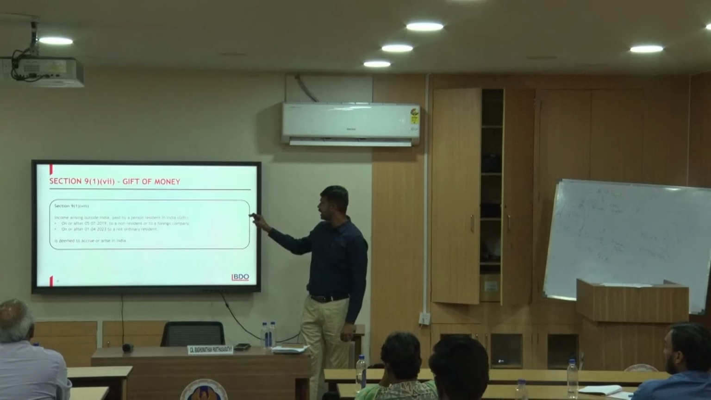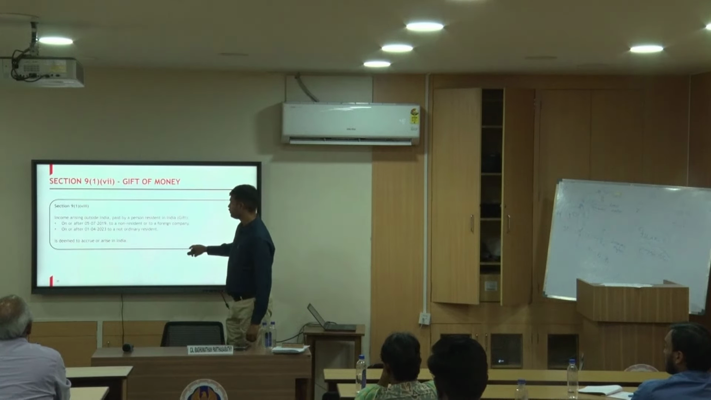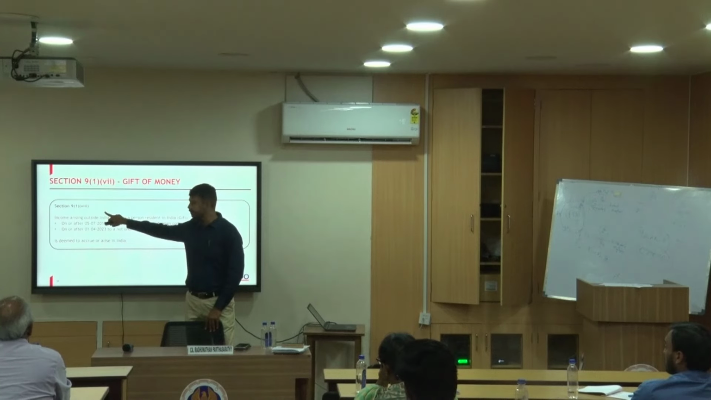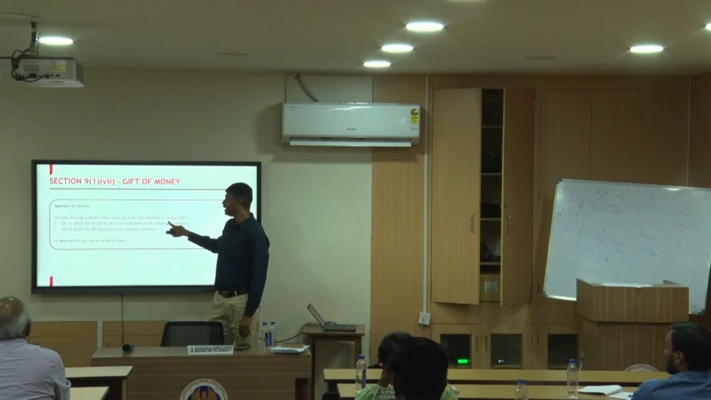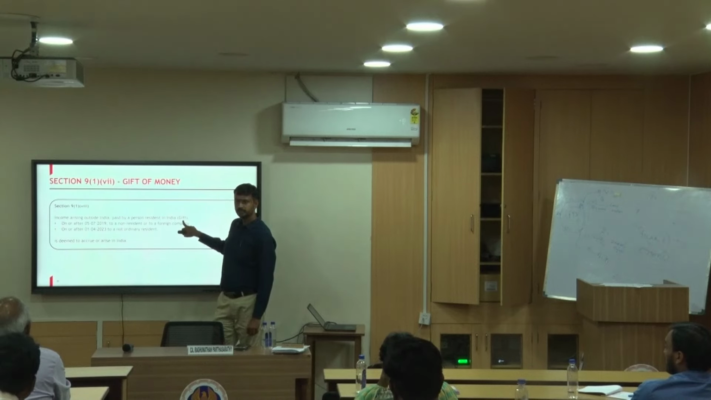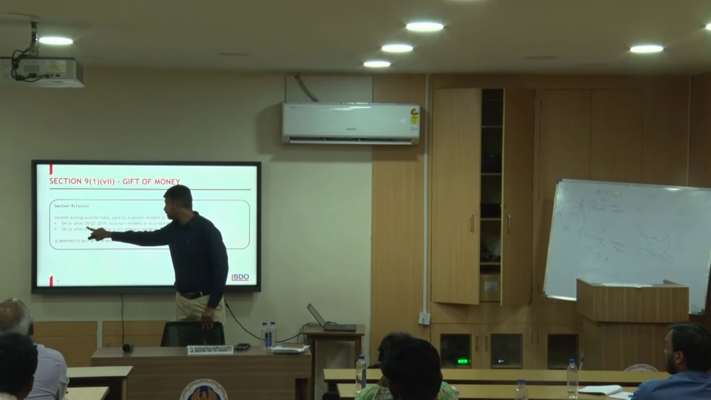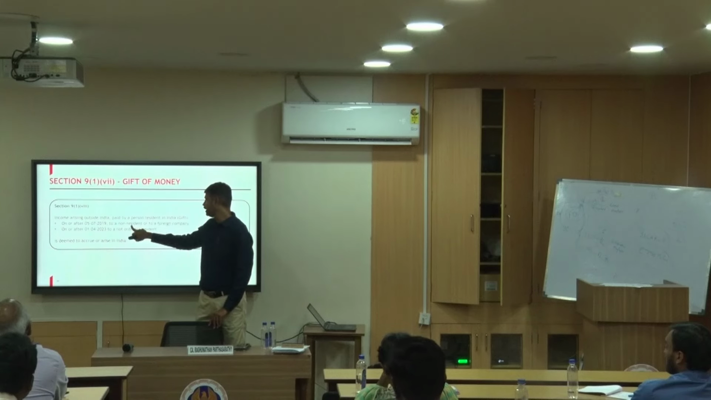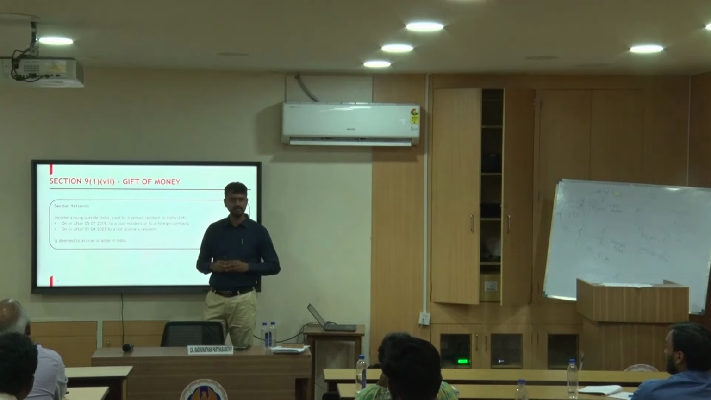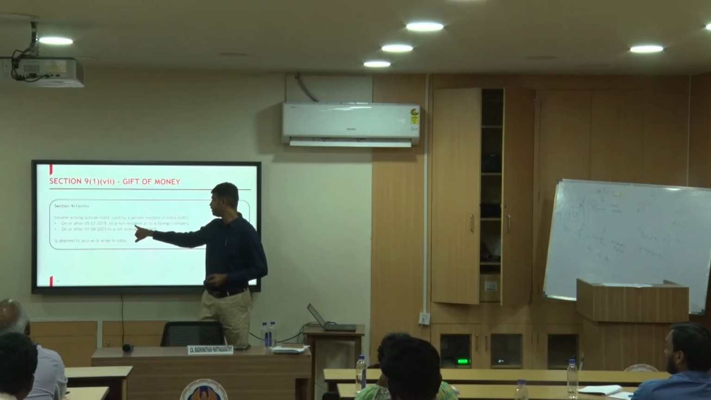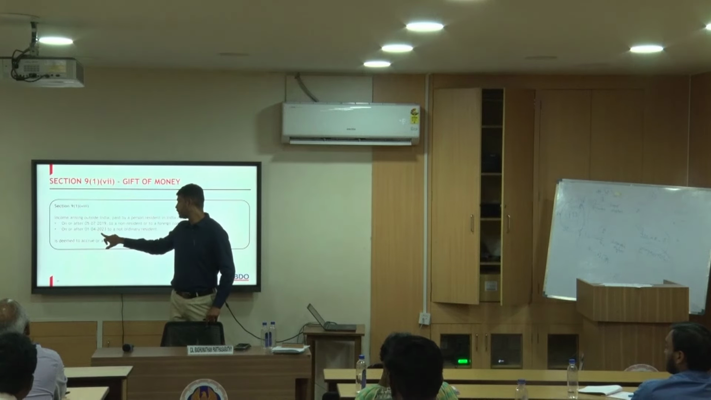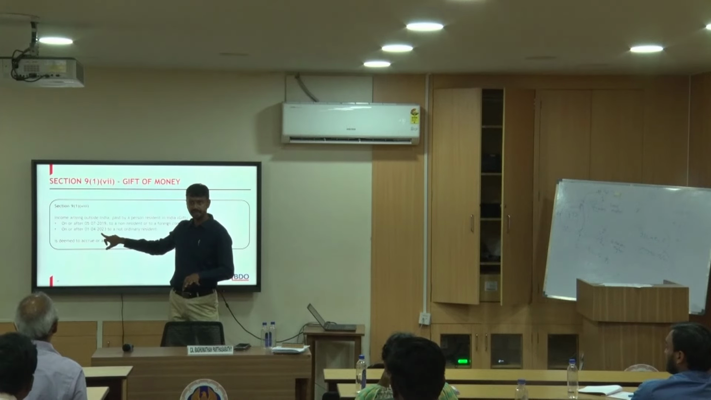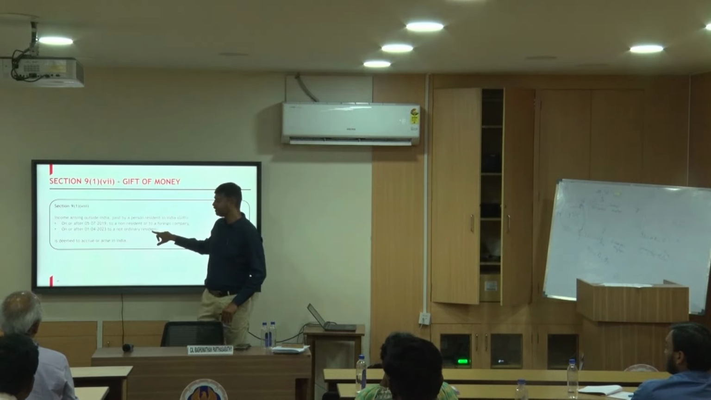So the last thing is gift of money, which is a recent amendment. Section 9(1)(viii), which is the last section here: income arising outside India paid by a person resident in India, which is a gift. So if an Indian person is giving a gift to a non-resident on or after 5th July 2019, to a non-resident or to a foreign company, it is deemed to accrue or arise in India. On or after 1st April 2023, this is recent, it also applies to a not ordinarily resident.